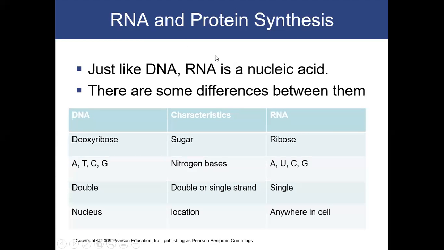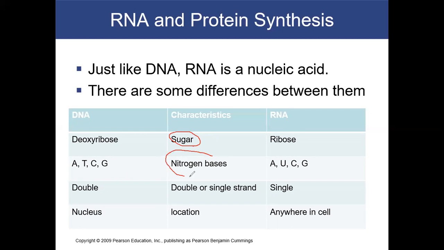Now moving to RNA and protein synthesis. As I mentioned just now, both DNA and RNA are nucleic acids, and there are some things that set them apart from each other. These in the middle here are the features that I'm looking at. Firstly, when it comes to the sugars, DNA has deoxyribose, RNA has ribose. These are all things you should know by now, right?